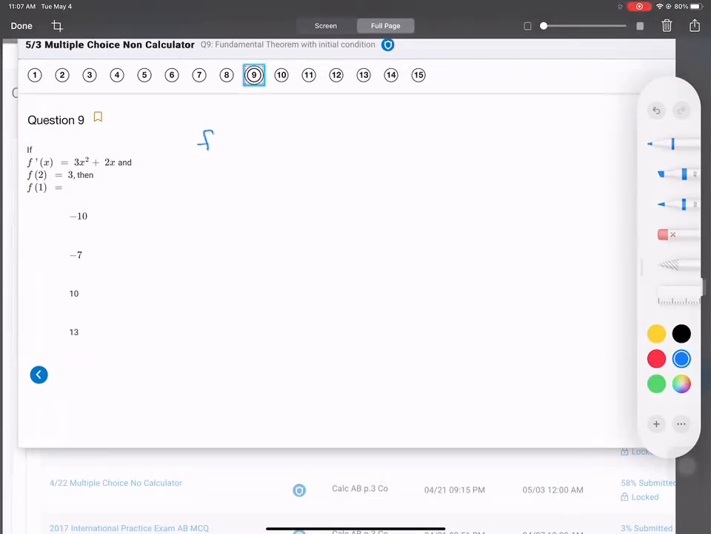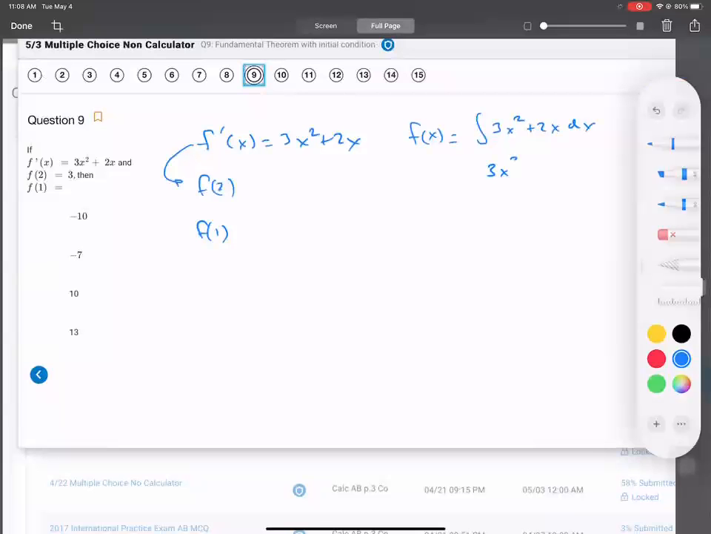There's actually other ways of doing it. So f prime of x is equal to 3x squared plus 2x. They gave us f of 2, but they want to find f of 1. So to get from here to here, we take the integral. So f of x is going to be the integral of 3x squared plus 2x dx. The integral is 3x cubed over 3 plus 2x squared over 2 plus c. Easy problem. Now f of 2 specifically, they told us was going to be 3.